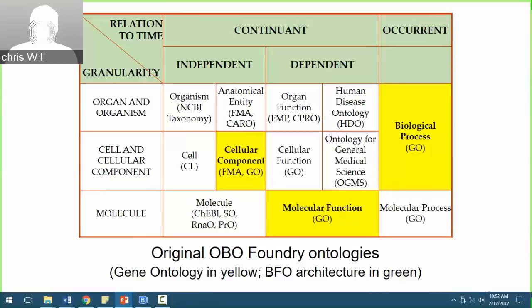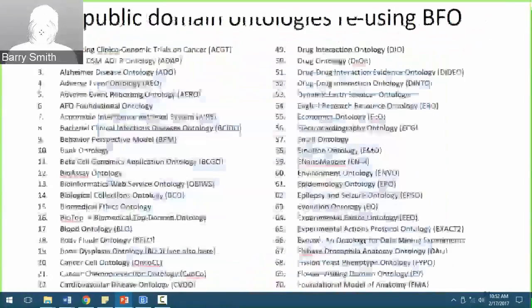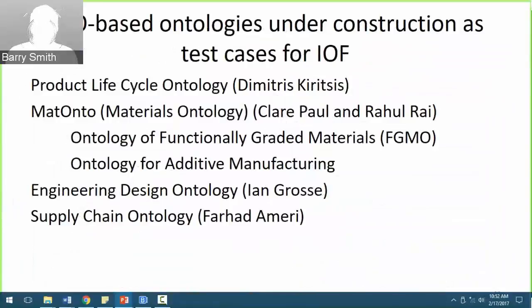Okay. Good. So now we are here, and some of us anyway are already building some small test case ontologies for the IOF so that we can share them amongst ourselves. We can identify the problems which arise. So Ian Gross, for instance, and Farhad Amari already have ontologies which they are now trying to repurpose for the IOF by exploring how much work is involved in making them descend from BFO.